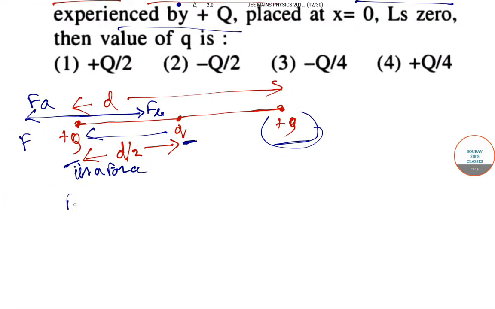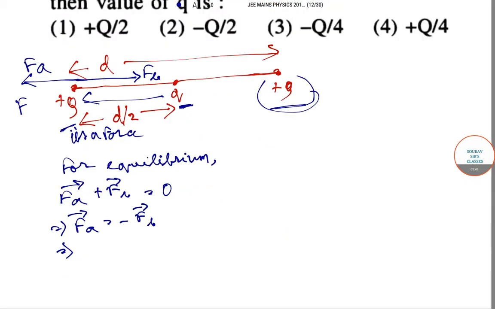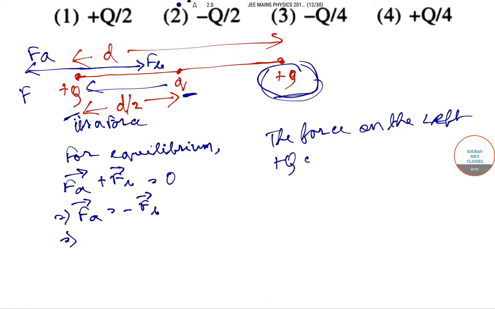So, for equilibrium we have FA plus FB is equal to 0, so FA is equal to minus FB. Here FA is the force on the plus Q charge on the left due to the plus Q charge on the right.